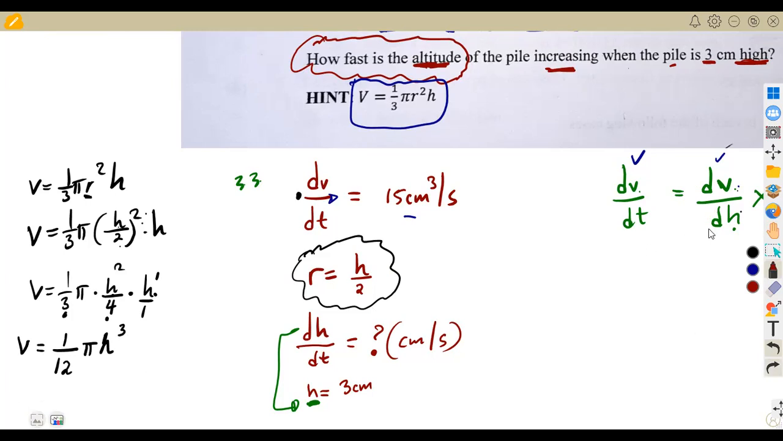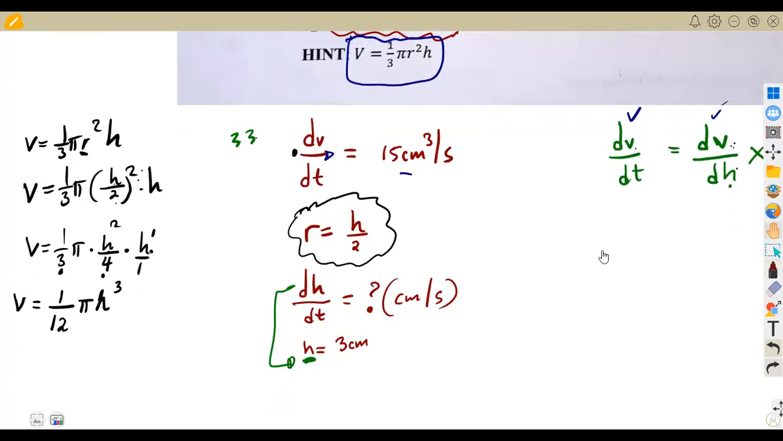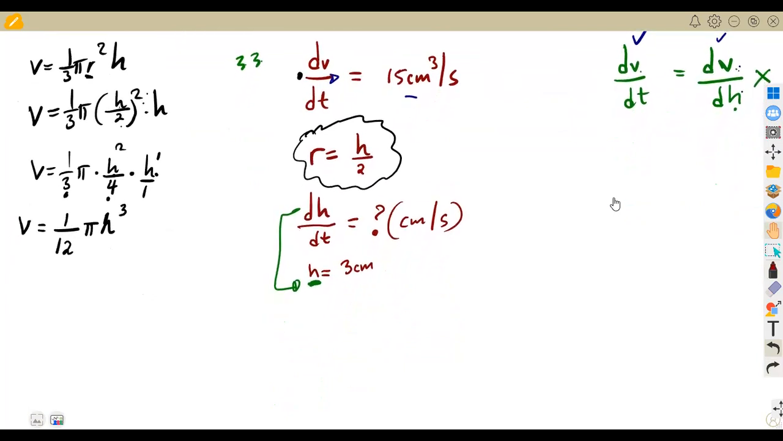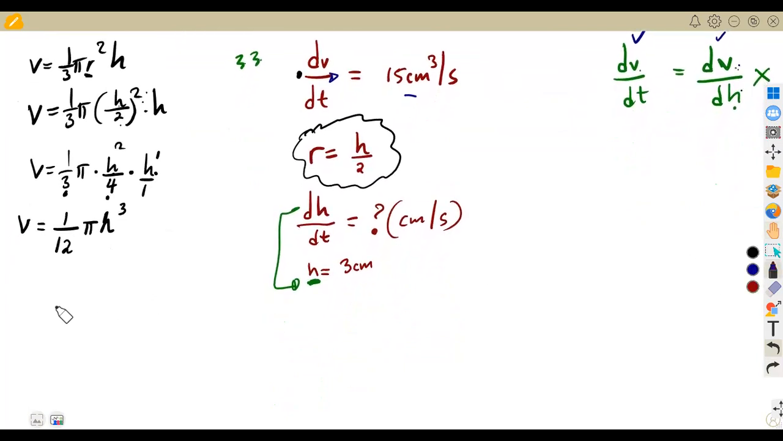So that is the purpose of writing this in terms of h, so that now we can find the derivative of the volume with respect to the height, knowing that here we are just going to drop the exponent. So it's 1 over 12 times 3, which is going to give us 1 over 4 pi. You subtract 1 on the exponent, so it is going to be h squared. Remember your derivatives. You drop the exponent, subtract 1.